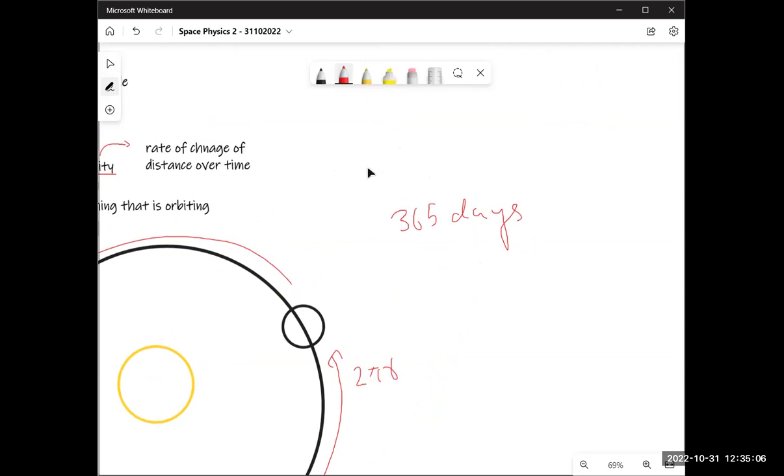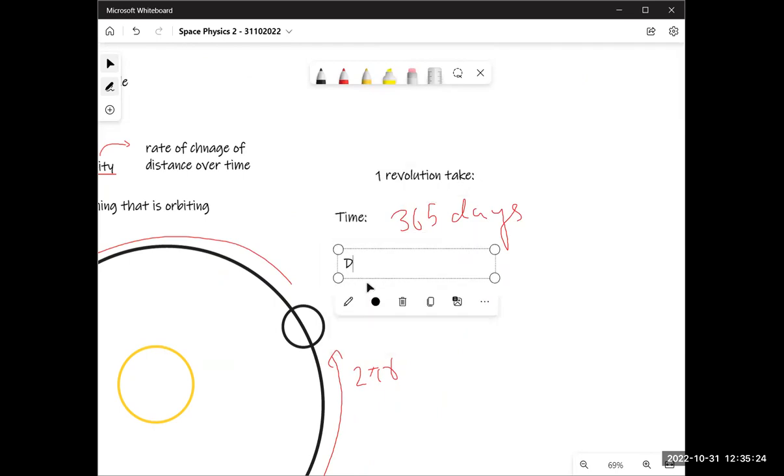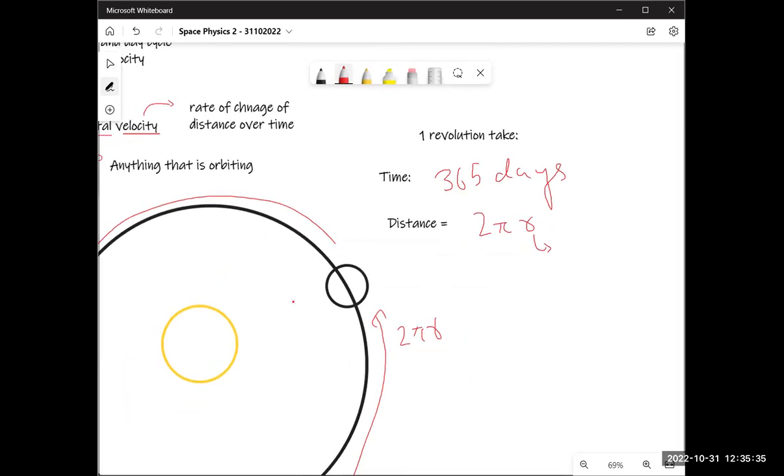And I also know that one revolution takes 365 days. That's the time. So we've gotten the time for it. And we have one more thing now. We have the distance. And the distance is 2 pi r. Now that r is actually going to be just the radius from the center of the sun.